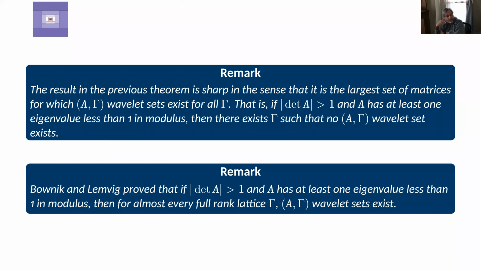But Bownik and Lemvig proved a really interesting result: if the determinant of A is bigger than 1, and it has one eigenvalue less than 1, then for almost every full rank lattice, A gamma wavelet sets exist. This has been known for six or seven years. So what Marsh and I were doing is filling in the set of measure 0, describing the set of measure 0 more precisely. That is how you can see this most recent theorem.